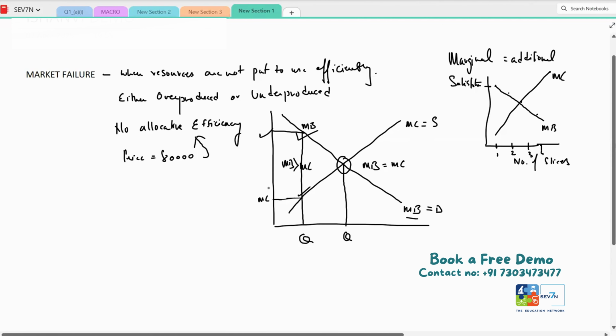ये ज्यादा हाई है, ये लो है इंडेक्स पे, ऑन द मार्केट, राइट? सिमिलरली अगर यहाँ पे क्वांटिटी बढ़ा देते हैं, द मार्जिनल कॉस्ट इज हायर बट द मार्जिनल बेनिफिट इज लोअर. Do you agree? Yes.